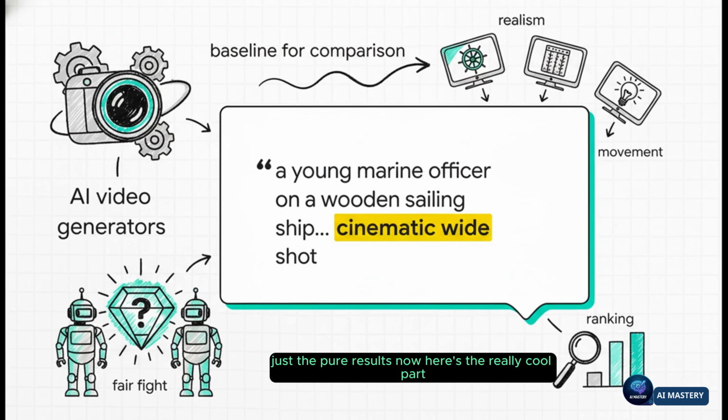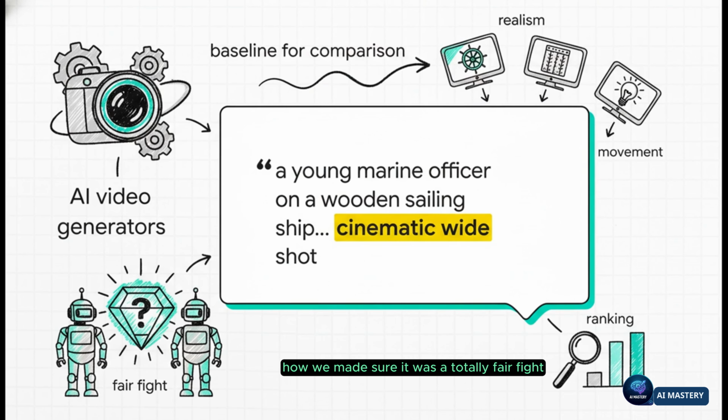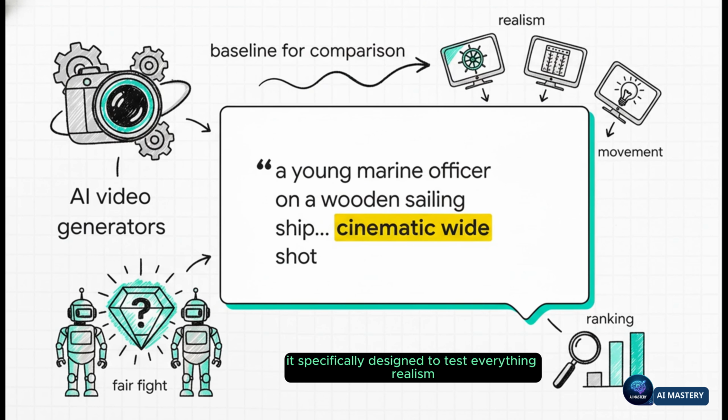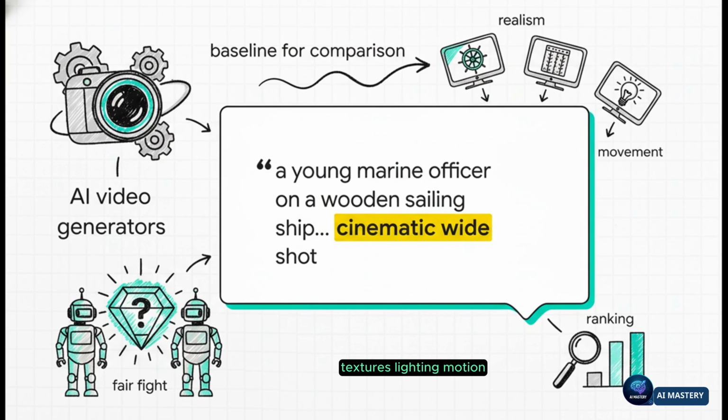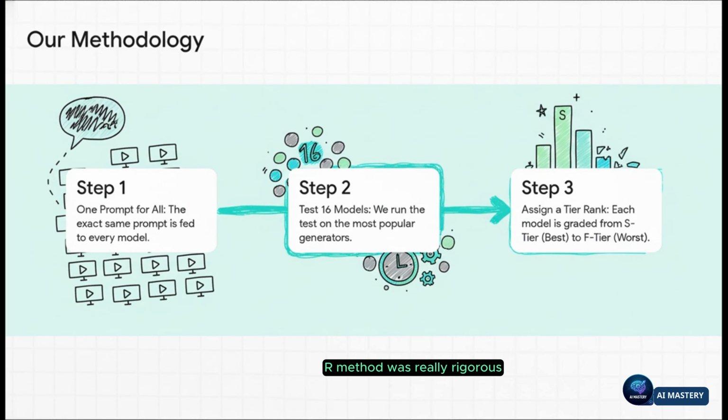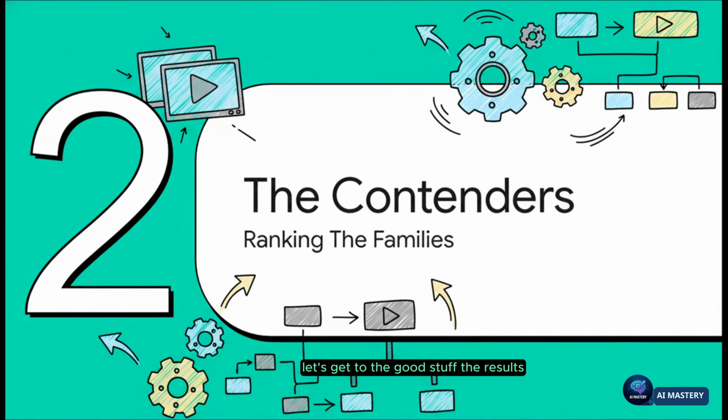Now here's the really cool part, how we made sure it was a totally fair fight. We used this one single, pretty complex prompt for every single model. It's specifically designed to test everything: realism, textures, lighting, motion. It gave us the perfect, consistent baseline to compare them all. Our method was really rigorous. One prompt fed to all 16 models. Then we graded each one and assigned it a tier rank, from the absolute best, the S tier, all the way down to the basically unusable F tier. It's a simple, super transparent way to get to the truth. All right, let's get to the good stuff, the results.